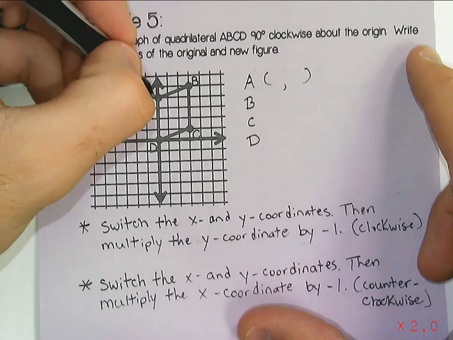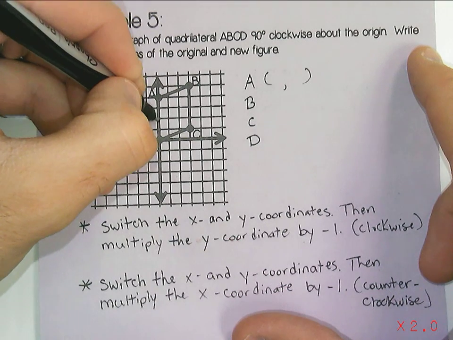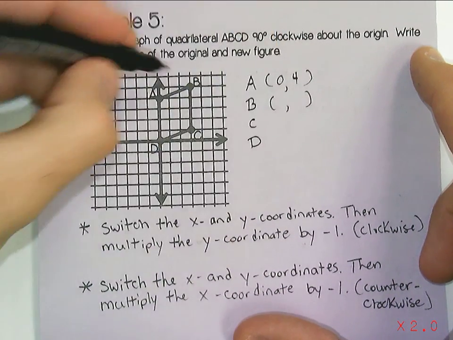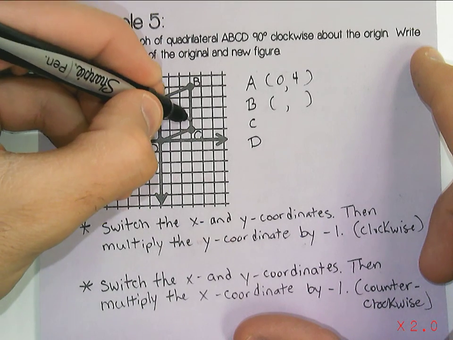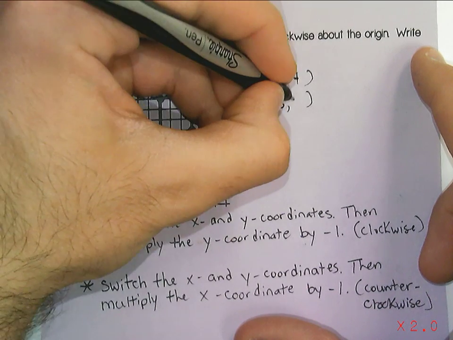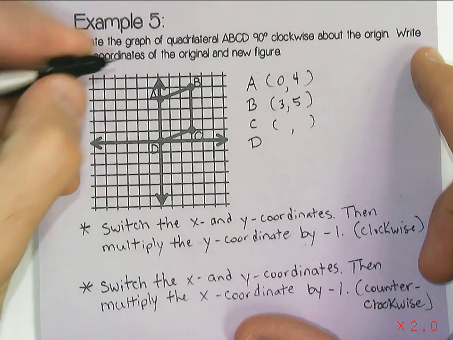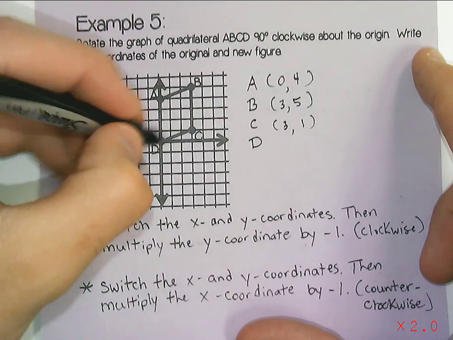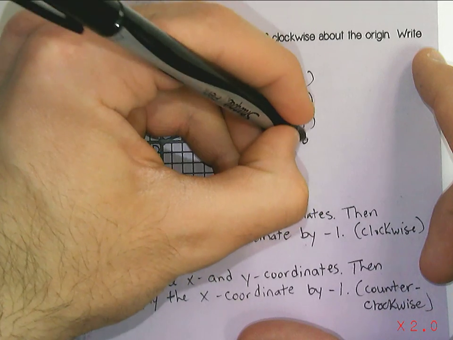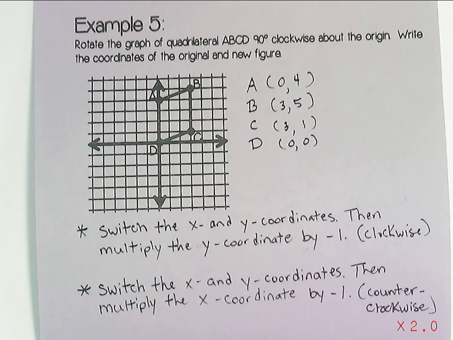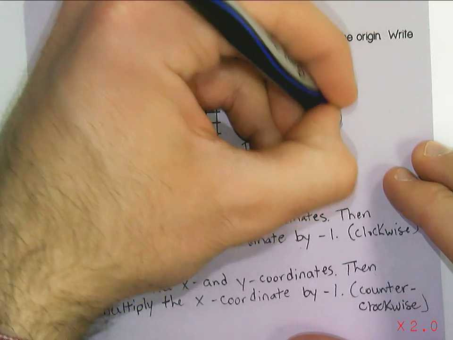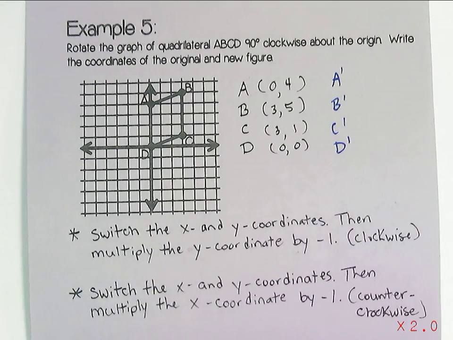Point A is 0, 4. B is 3, 5. C is 3, 1. And D is at the origin, 0, 0. Again, we're going to have the points of the image, so A prime, B prime, C prime, and D prime.